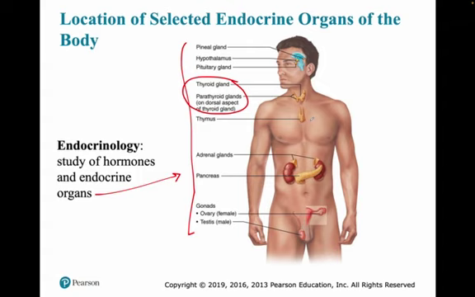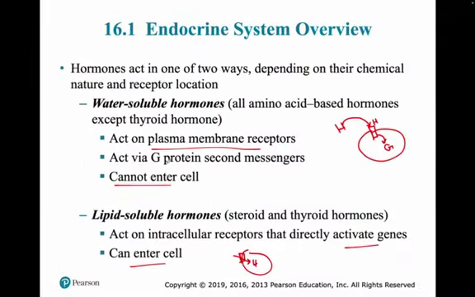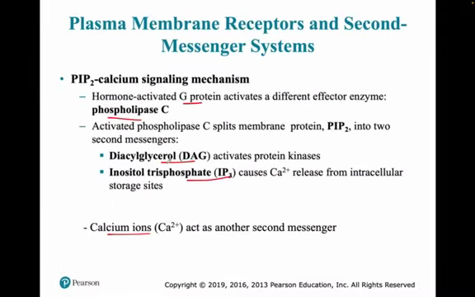Thymus is actually in the chest area. Adrenal, pancreas in the stomach or abdomen area, and gonads is actually in the lower abdomen, right? So these are the major endocrine organs. So the first answer is basically the thyroid and parathyroid.